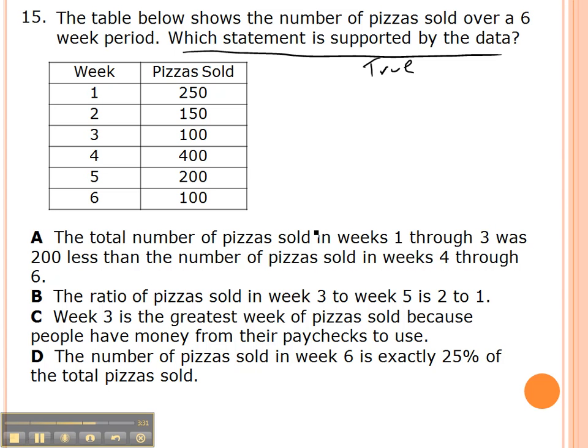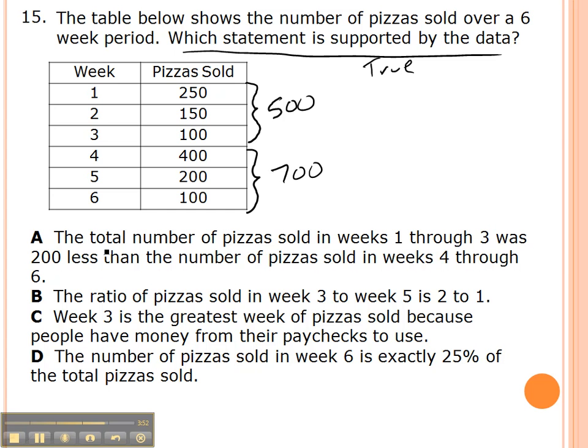A, the total number of pizzas sold in weeks 1 through 3 was 200 less than the number of pizzas sold in weeks 4 through 6. So let's add these up. 250 plus 150 plus 100, that's 500. And if we add 400 plus 200 plus 100, that's 700.